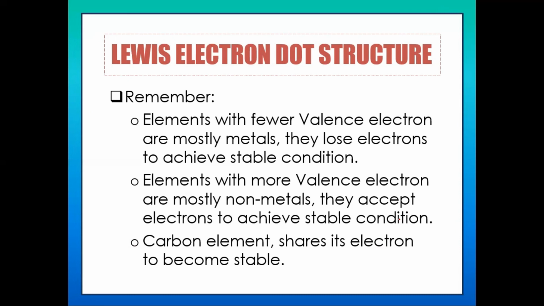But exemption to the rule is the carbon element. They tend to share electrons to become stable. They don't donate or even accept, but they share. So this will be further intensified soon. Yan yung tatandaan. So this is important for you to identify whether an element tends to lose, accept, or share. Okay? So I will mention some of the elements that are exempted to this once we have the concept of chemical bonding. Okay? For the meantime, ito lang muna tayo, class.